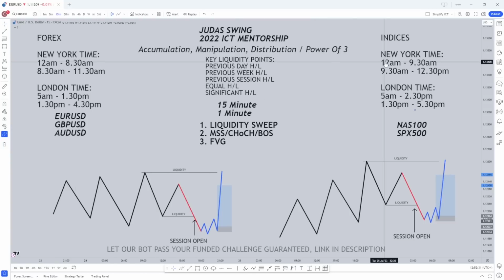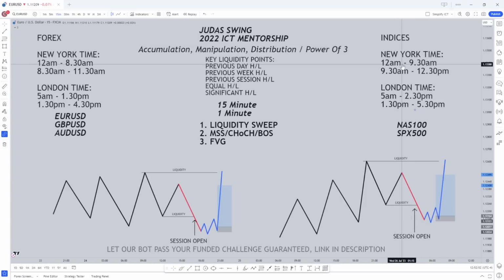For forex and indices, there are 2 time windows that we're going to be using. In New York time, 12 a.m. to 8:30 a.m. is the first time window, and the second time window is 8:30 a.m. to 11:30 a.m. And in London time, it's the same time window, just in London time. The same thing for indices, however there's a 1 hour difference.